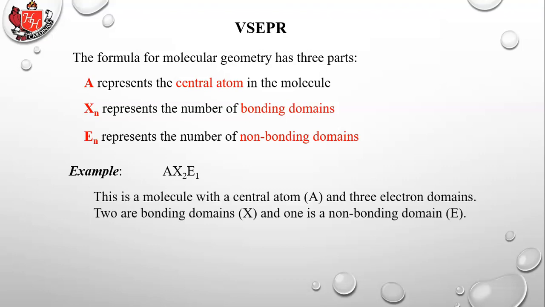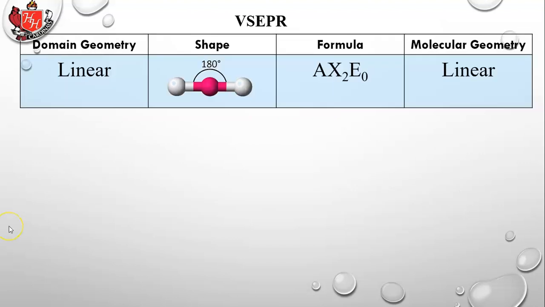This is a molecule with a central atom A and three electron domains. Two are bonding domains and one is a non-bonding domain. Okay, so we're going to start with the simplest. This is an AX2E0. That means it has two bonding domains. So you have a central atom, that's the pink sphere, and two terminal atoms, those are the white spheres on the outside. That pink and white tube represents a bonding domain. It could either be a single bond on each side, a double bond, or a triple bond, but it's a bonding domain. So it's saying you have two bonding domains, that's the X2, and no lone pairs.